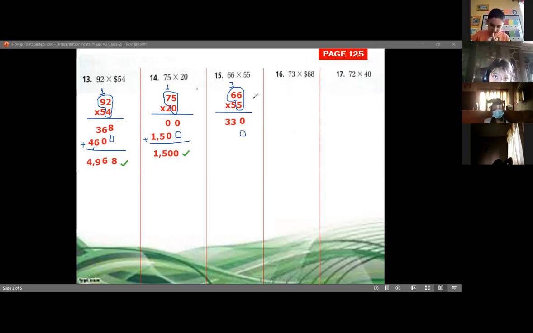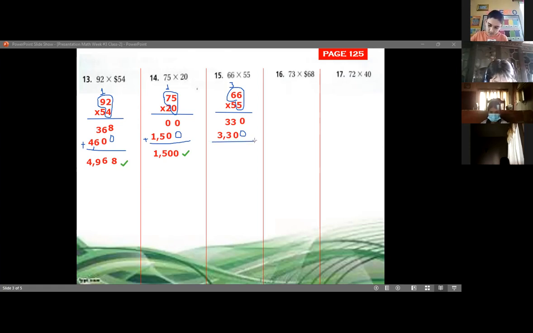Now, we work on the second part. We can leave the space and put a 0. 5 times 6, it's the same, right? We write the 0 and we regroup the 3. 5 times 6 plus 3, 33. 33 again. As you can notice, this one is the same answer as the one before. We have 3,300 now.